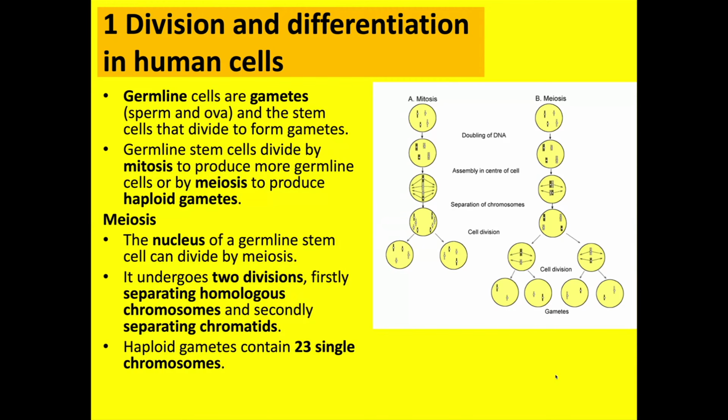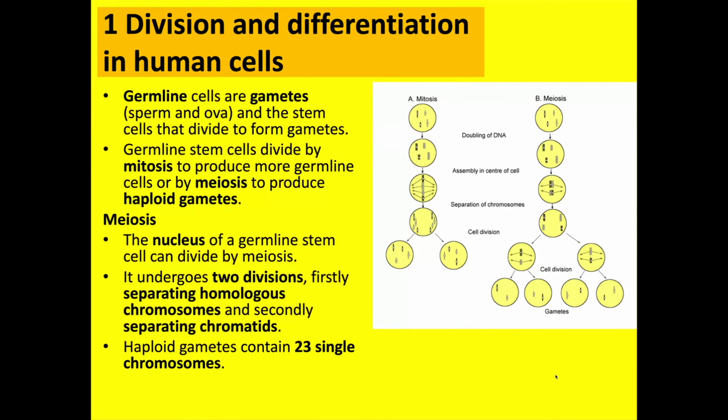So first of all, the nucleus of germline cells can divide by meiosis instead of mitosis. So when a germline cell is looking to create a sex cell, a sperm or ova, then it will divide by meiosis. It undergoes two separate divisions. The first set of divisions involves separating the homologous chromosomes. So they line up at the equator as homologous chromosomes, and those two in the pair get separated to opposite poles.